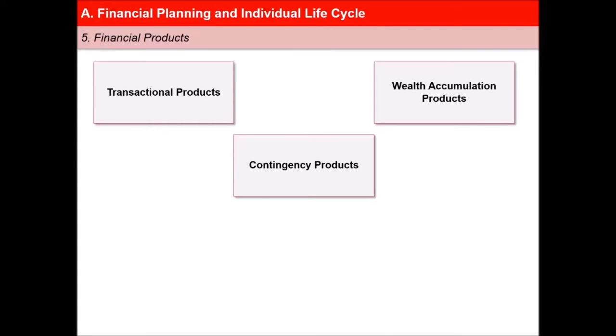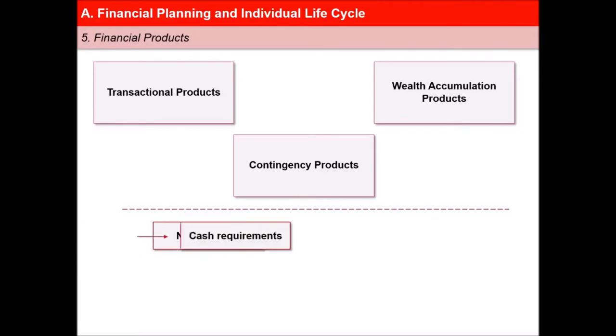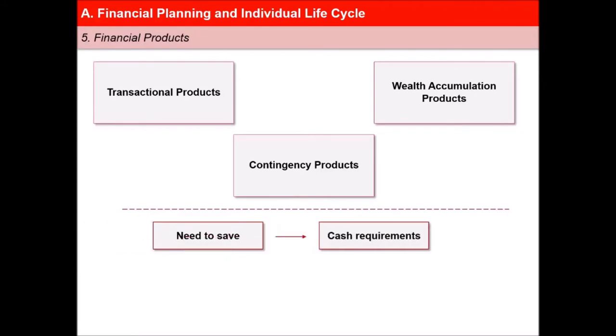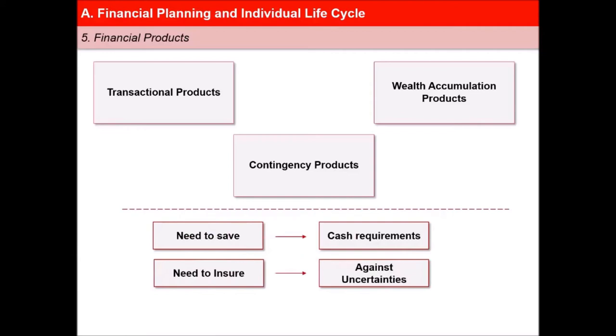An individual would typically have a mix of all the above needs and thus may need to have all three types of products. In a nutshell, one may say that there is a need to save for cash requirements, a need to insure against uncertainties, a need to invest for wealth creation.